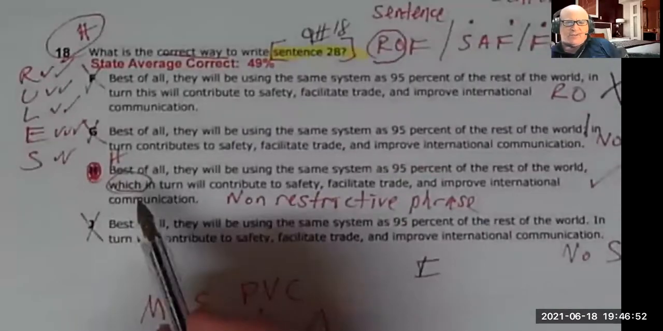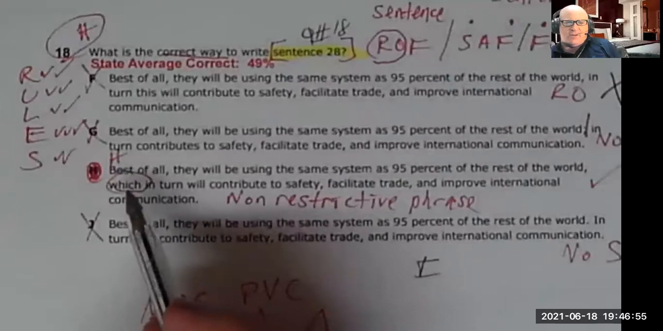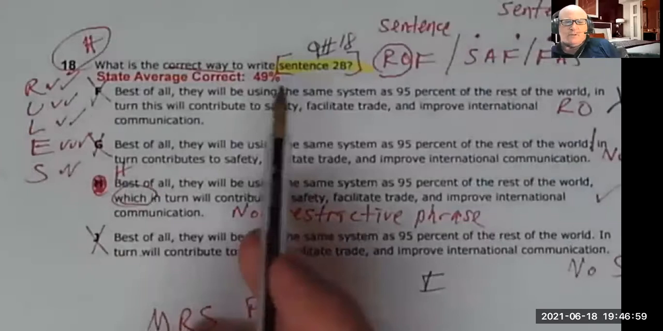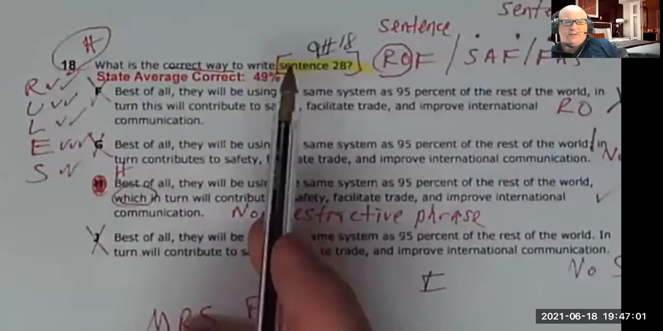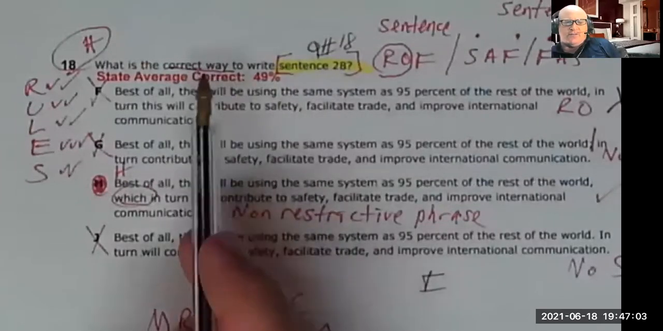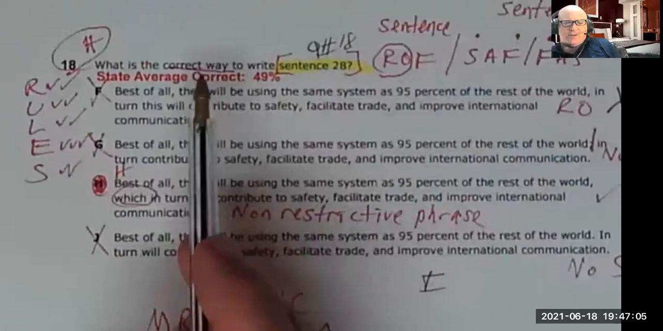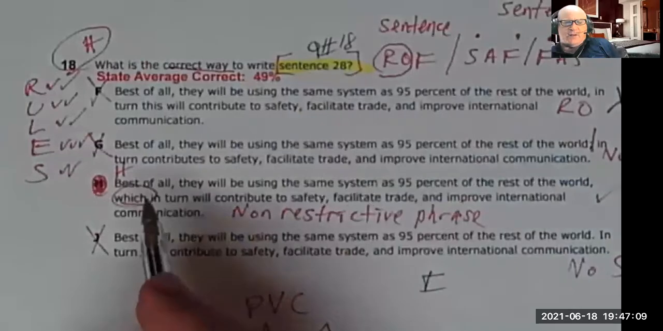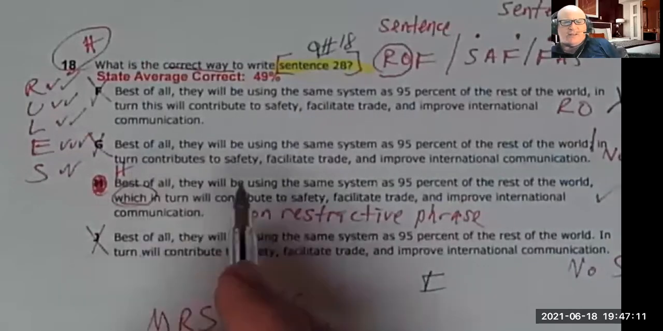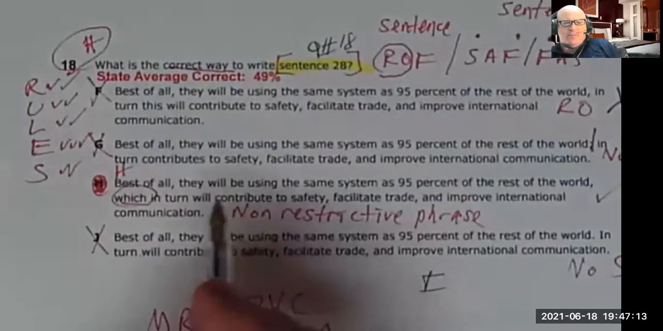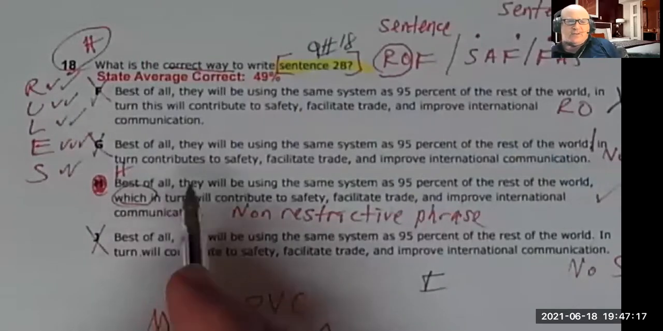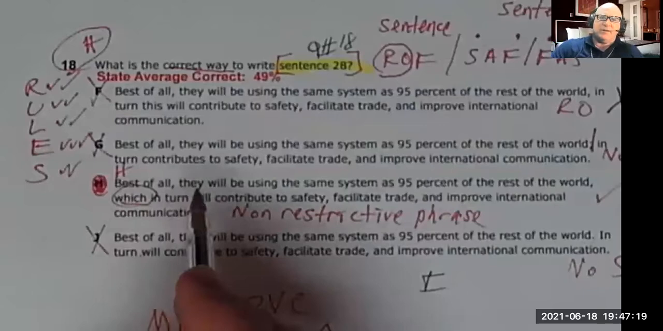So because it only got 49% correct in Texas, and because of the word correct and sentence, I suggest that you practice lots of run-ons and fragments, and practice also having an independent thought followed by a comma with the word which that explains a little bit more about the first part of the sentence. So I hope that that's helpful.